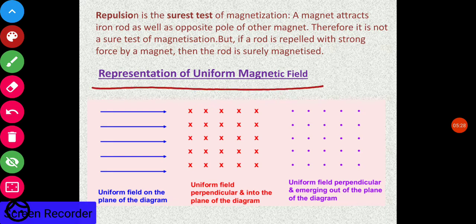Representation of the uniform magnetic field. These representations we have used in the previous lesson also. A uniform magnetic field is represented by parallel lines when the magnetic field is in the plane of the diagram. By a cross, the magnetic field is perpendicular and into the plane of the paper, or downward. By a dot, the magnetic field is emerging out of the plane, or upward. So by these three diagrams we can represent the direction of the magnetic field on the plane of paper.